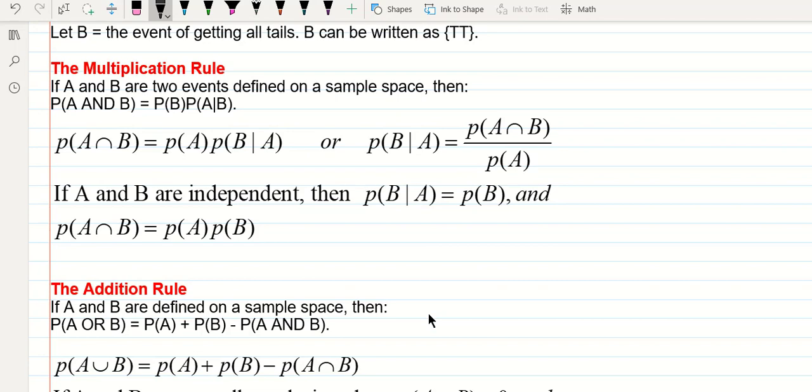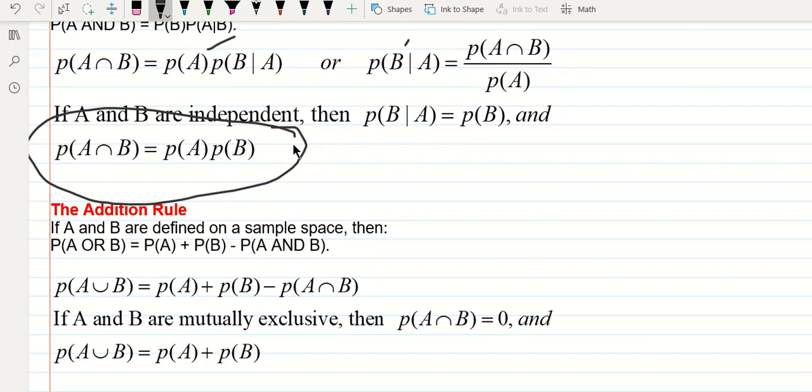So the multiplication rule is: if two events, A and B, are defined in the sample space, and we want to find the probability of A and B, it is the probability of B times the probability of A given B, right? If A and B are independent, we would use this formula here, okay? If they're not independent, then we would use these rules here.